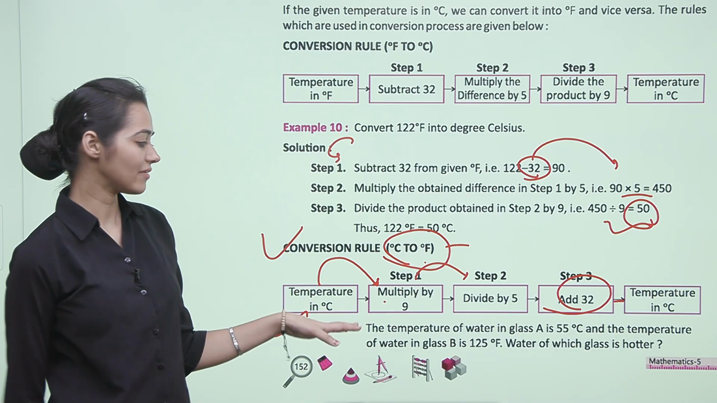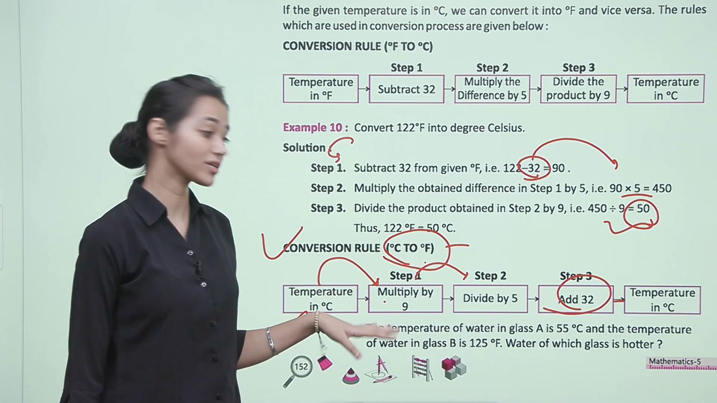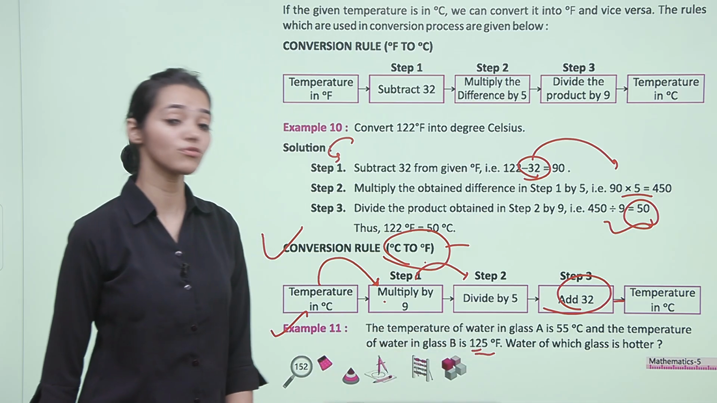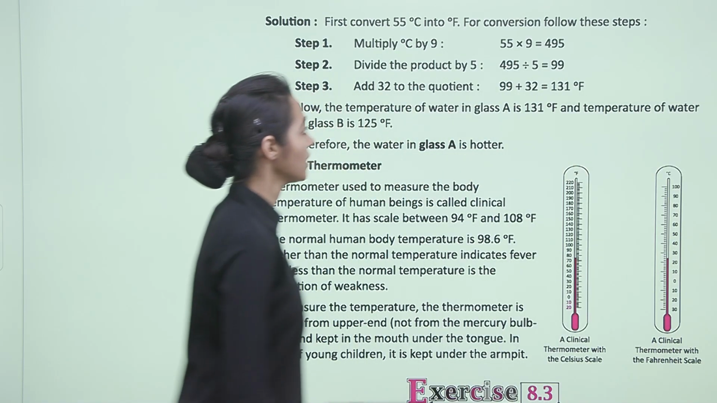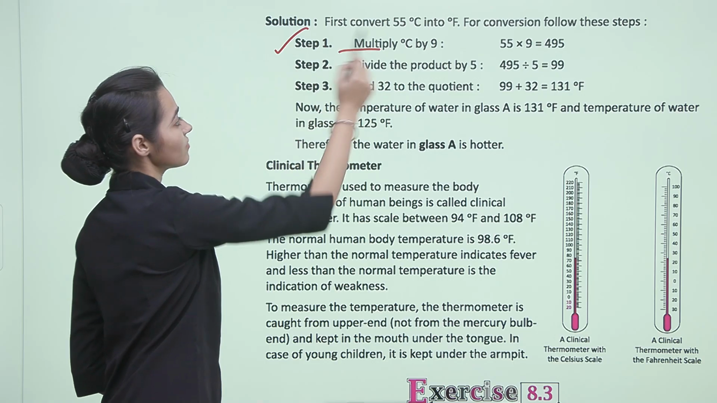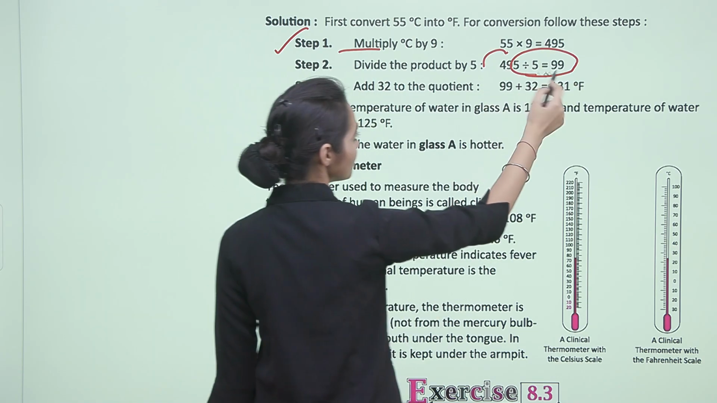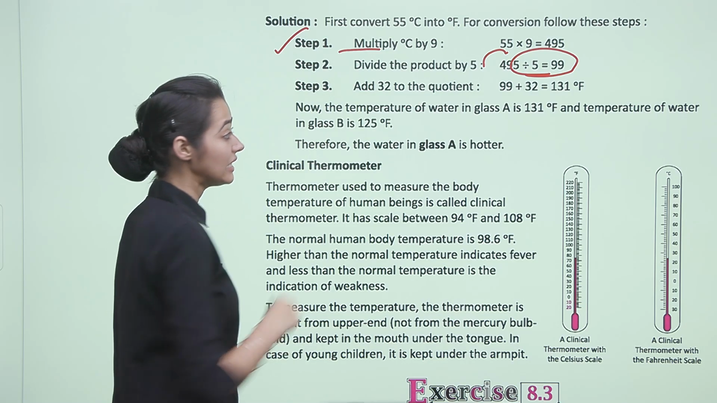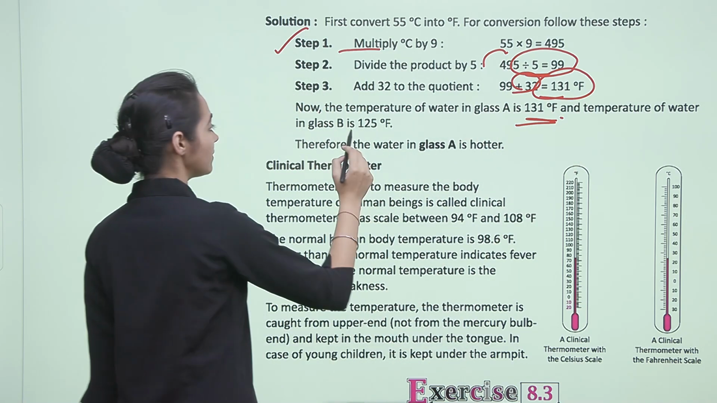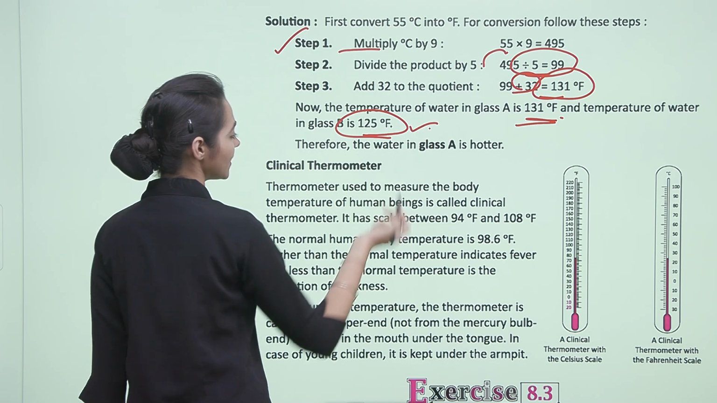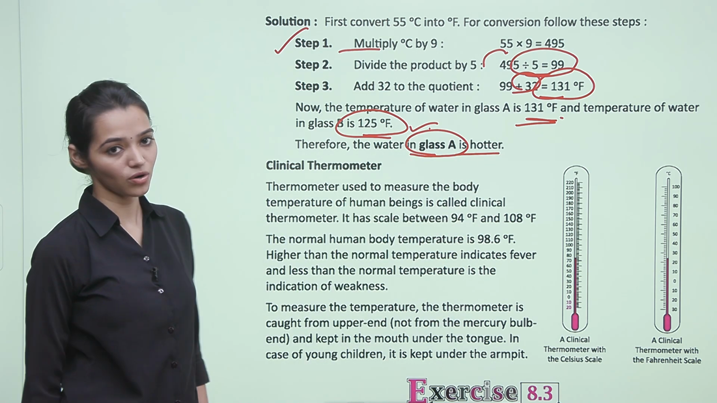Let's look at example number 11. The temperature of water in glass A is 55 degrees Celsius and the temperature of water in glass B is 125 degrees Fahrenheit. Water of which glass is hotter? Firstly we will multiply the degree Celsius by 9, divide by 5 and add 32 to it. It becomes 131 degrees Fahrenheit, and the temperature of glass B is 125 degrees Fahrenheit. That means the water in glass A is hotter.